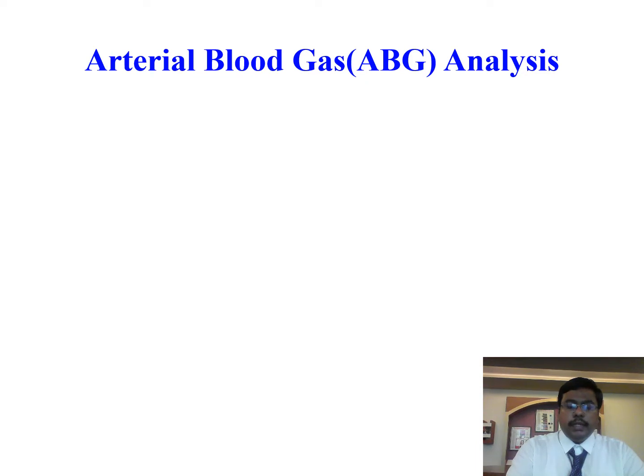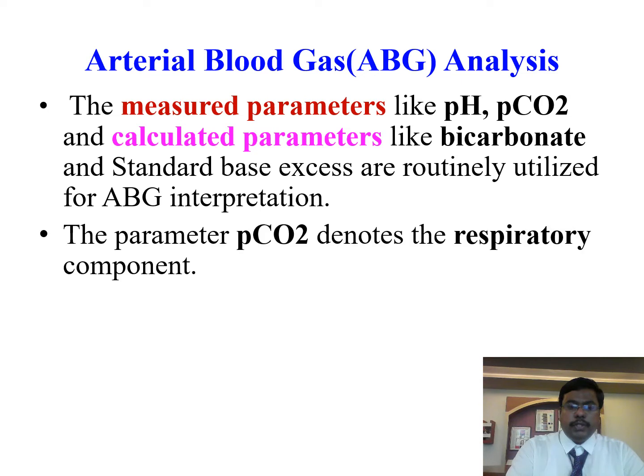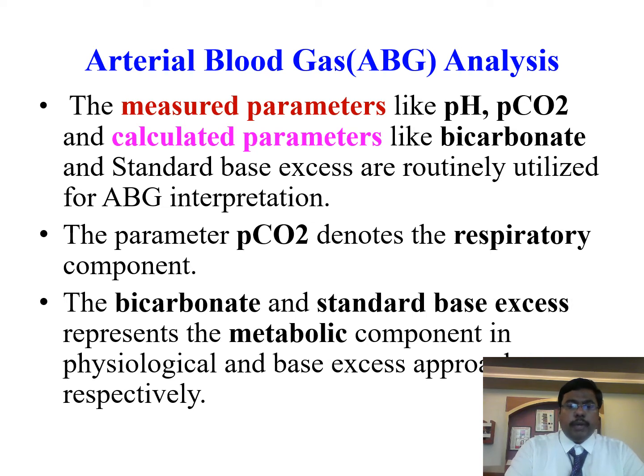Arterial blood gas analysis. The measured parameters like pH, PCO2 and calculated parameters like bicarbonate and standard base excess are routinely utilized for ABG interpretation. The parameter PCO2 denotes the respiratory component. The bicarbonate and standard base excess represent the metabolic component in the physiological and base excess approaches respectively.